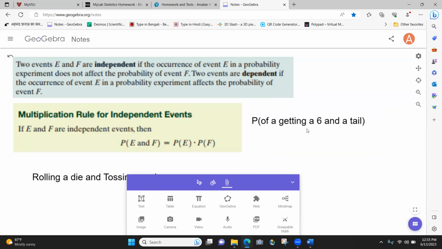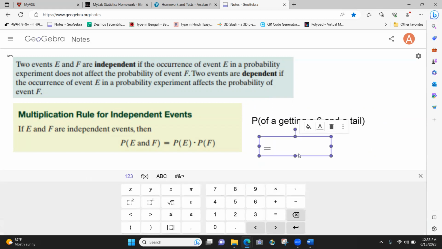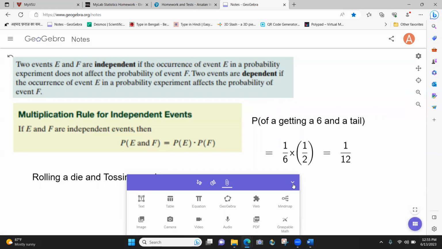The probability of getting a six when you roll a die is 1/6. There are six outcomes. I'm assuming it's a fair six-sided die. So 1/6 times, what's the probability of getting a tail? There are two choices, head or tail, 1/2. And that turns out to be 1/12. That's all this means, multiplication rule.